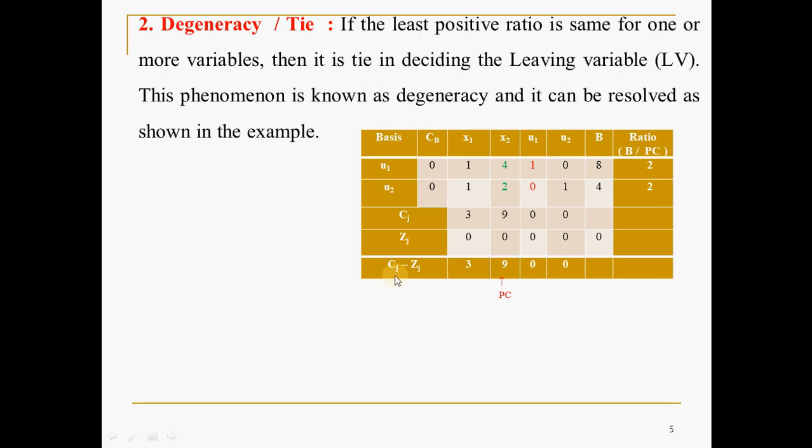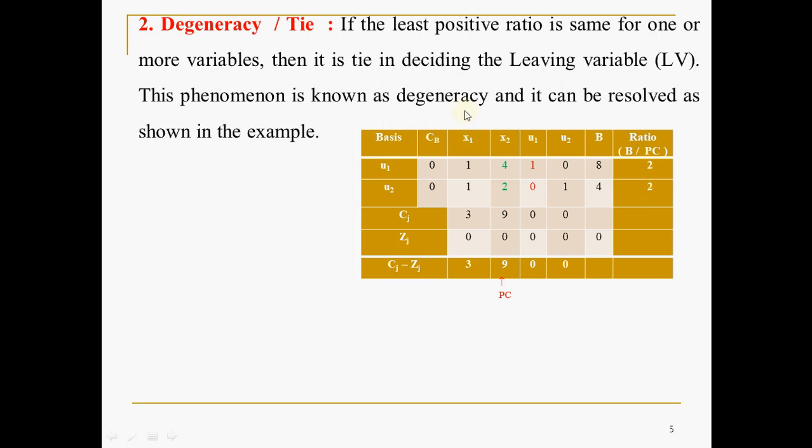As this is the highest positive Cj minus Zj, let us say this is the PC, pivot column. Once you get the pivot column, B is the RHS, and B divided by PC is nothing but the ratio. This is 8 divided by 4, 4 divided by 2. What is our observation? 8 divided by 4 is 2, 4 divided by 2 is also 2. So the least positive ratio is repeated here, 2 and 2.